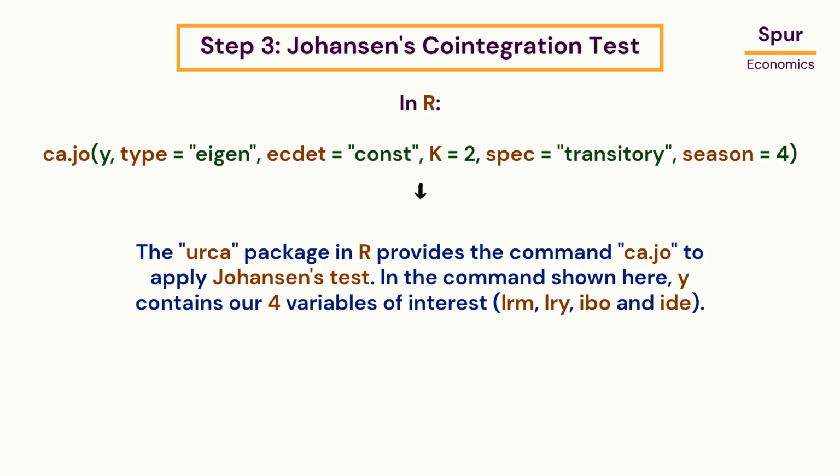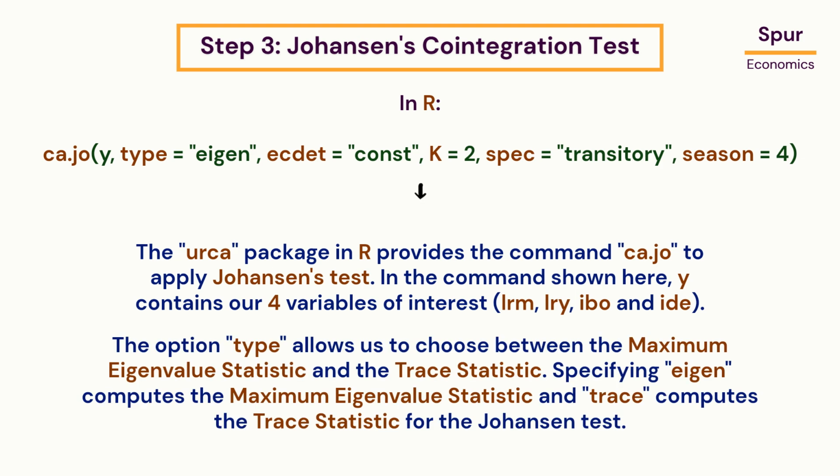The urca package in R provides the command ca.jo to apply Johansen's test. In the command shown here, Y contains our 4 variables of interest. The option type allows us to choose between the maximum eigenvalue statistic and the trace statistic. Specifying eigen computes the maximum eigenvalue statistic and trace computes the trace statistic for the Johansen test.